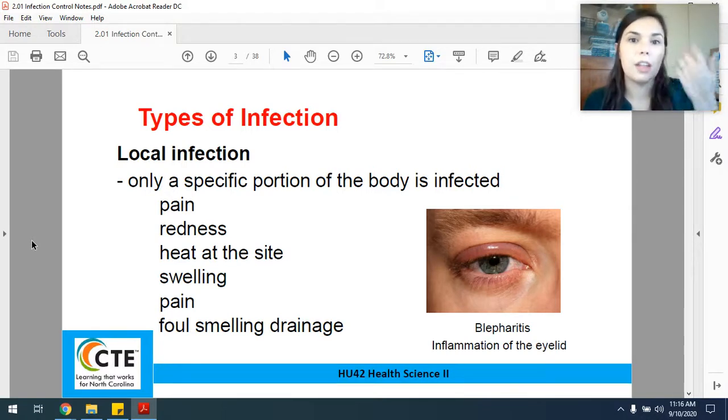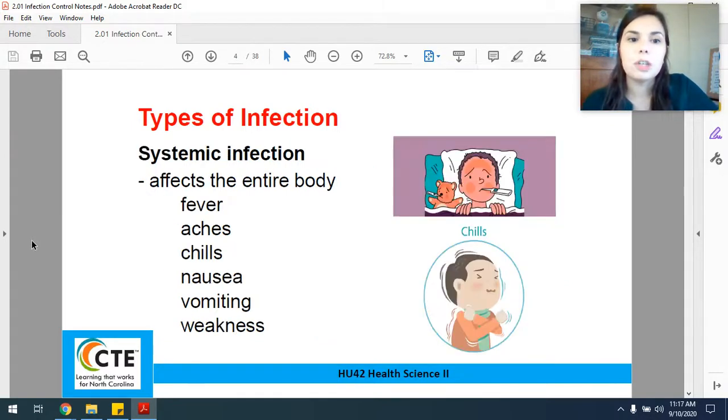It's only infecting the area of the eye. And so you might see some swelling or redness around the eye, and maybe it's very painful to the touch. So basically, when any infection is affecting only one part of the body, that is considered local. Blepharitis is blepher meaning eyelid and itis meaning inflammation. So that's just inflammation of an eyelid, and that would be another example of a local infection.